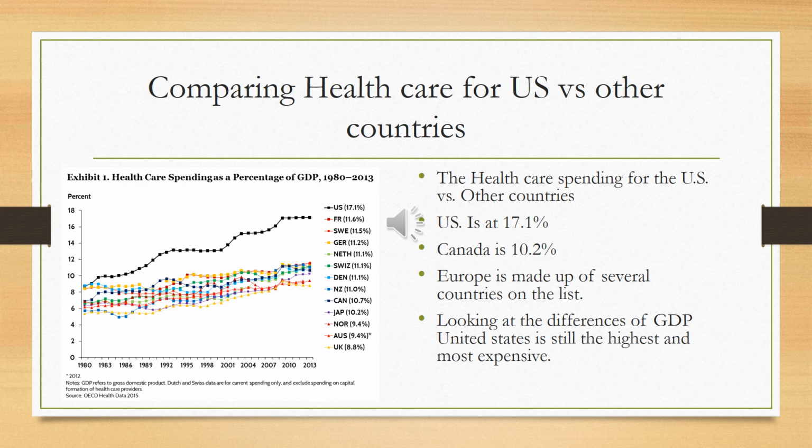The healthcare spending for the United States versus other countries. The US is at 17.1% of GDP. Canada is 10.2%. Europe is made up of several countries on this list. Looking at the different GDP, the United States is still the highest and most expensive.